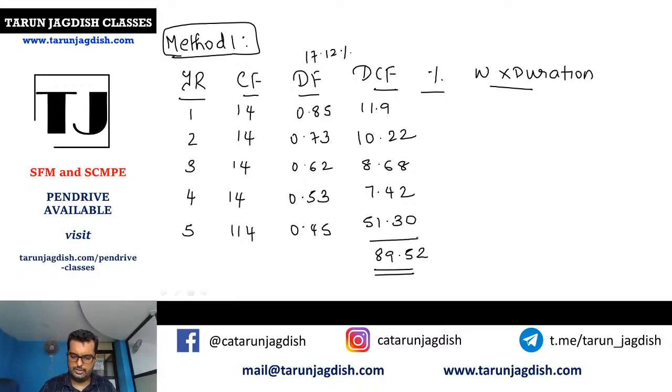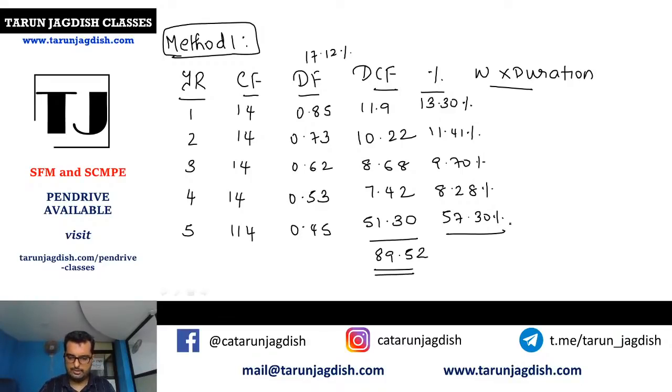Alright. Now let's take the weight over here. I'll get the weight as 13.3% for the first one. I'll get the answer as 11.41 for the second one. 9.70 for the third one. 8.28% for the next one, and 57.3% for the last one. The total should be 100. Let's just confirm that also. I'll get the answer as 100%.